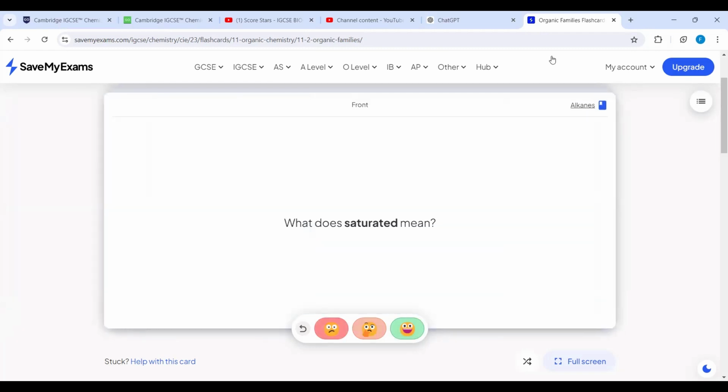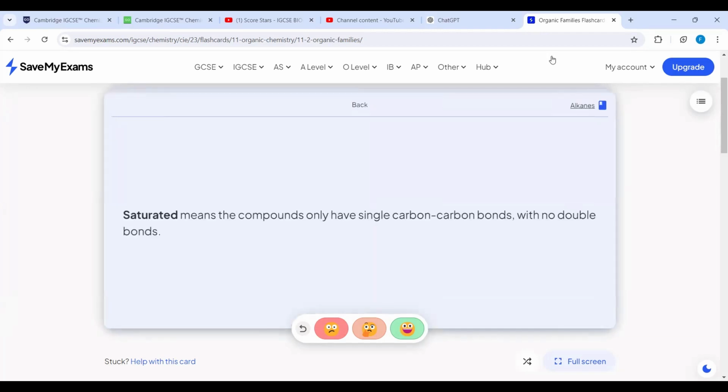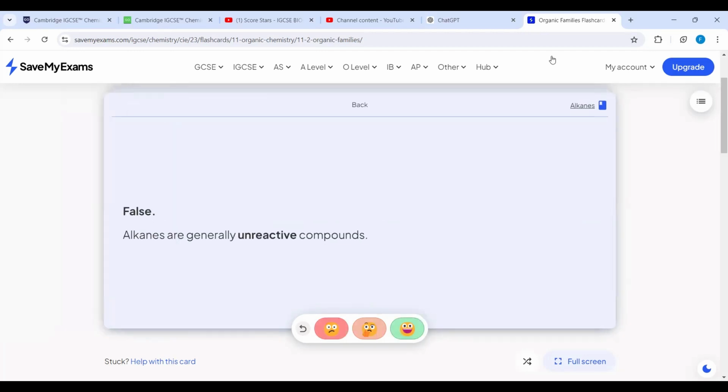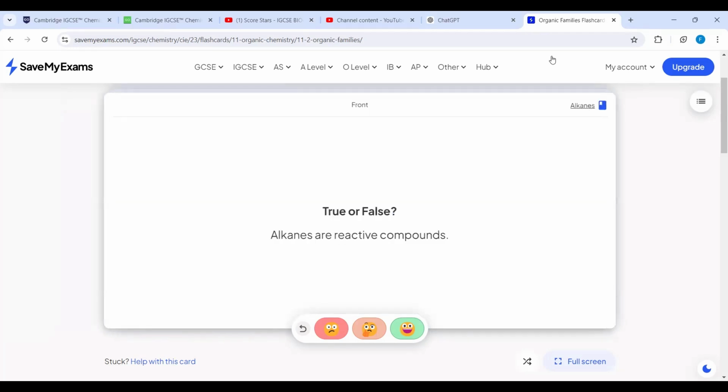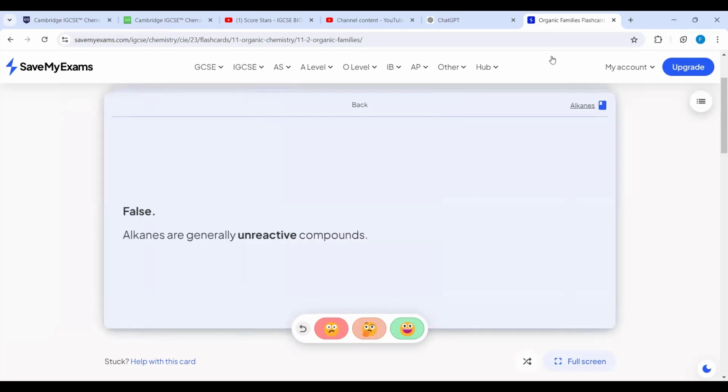What does saturated mean? Pause. Write the answer down. Saturated means the compounds only have single carbon-carbon bonds with no double bonds. Alkanes are reactive compounds. Is it true or false? The answer is false. Alkanes are generally unreactive compounds. That's why they don't take part in addition reactions. Instead, they take part in substitution reactions.